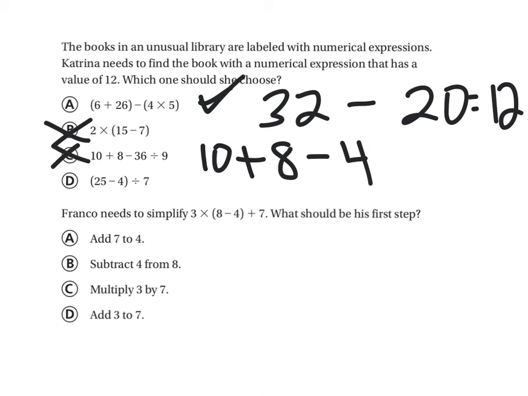And then D is a pretty simple expression. It just has a set of parentheses. 25 minus 4 is going to give me 21. 21 divided by 7 is going to give me 3, so I know that D is out. So I know I'm going to go with A. I just had to check those other ones just to be sure.